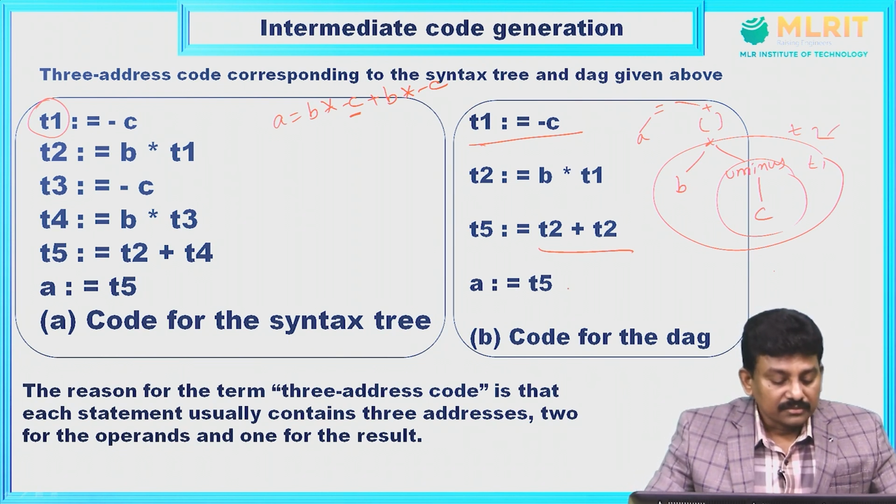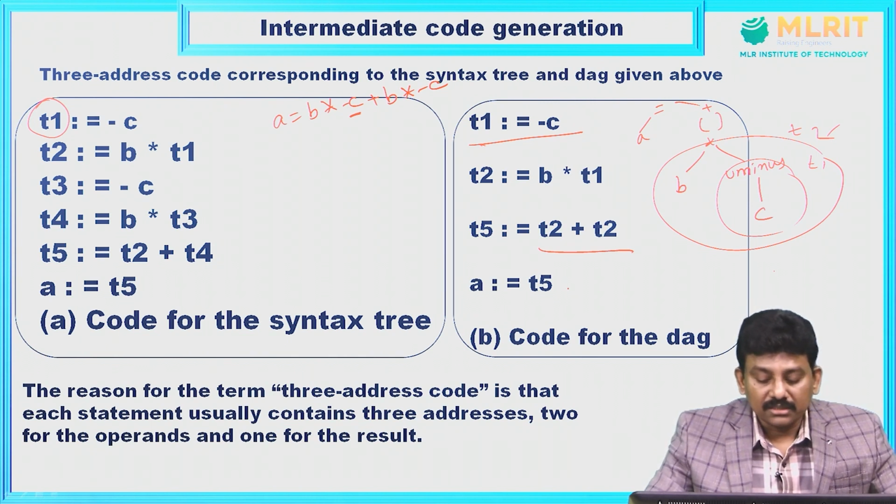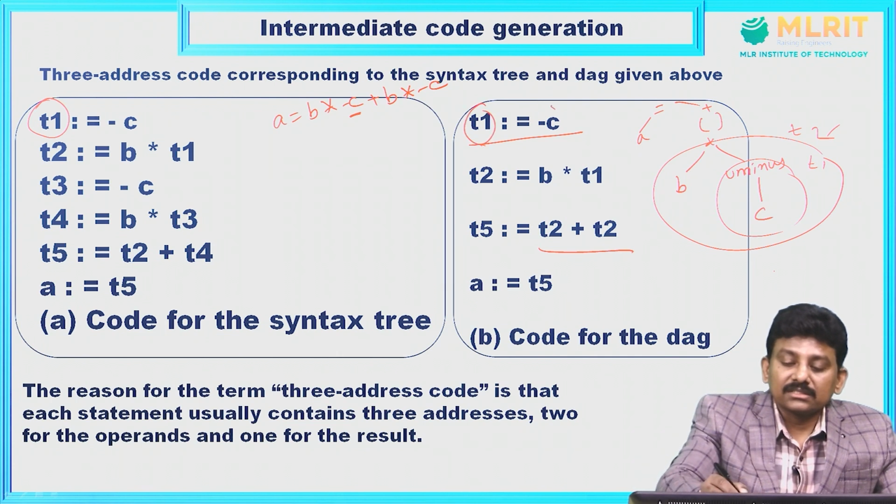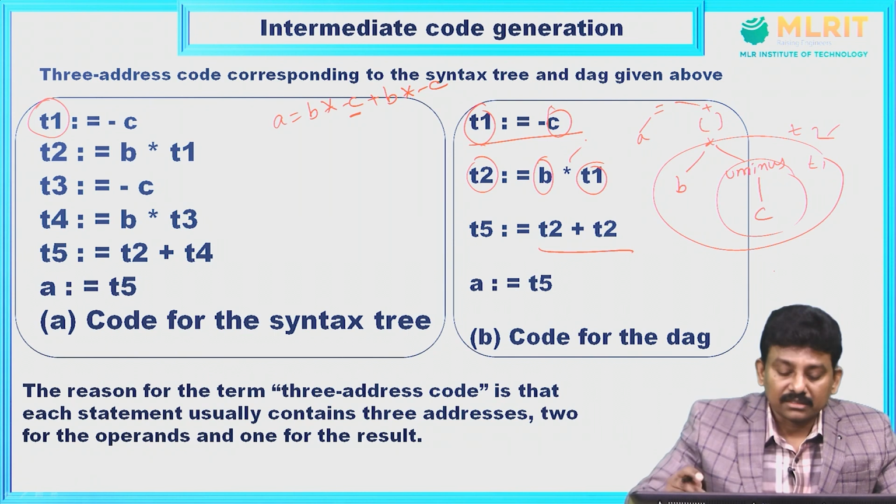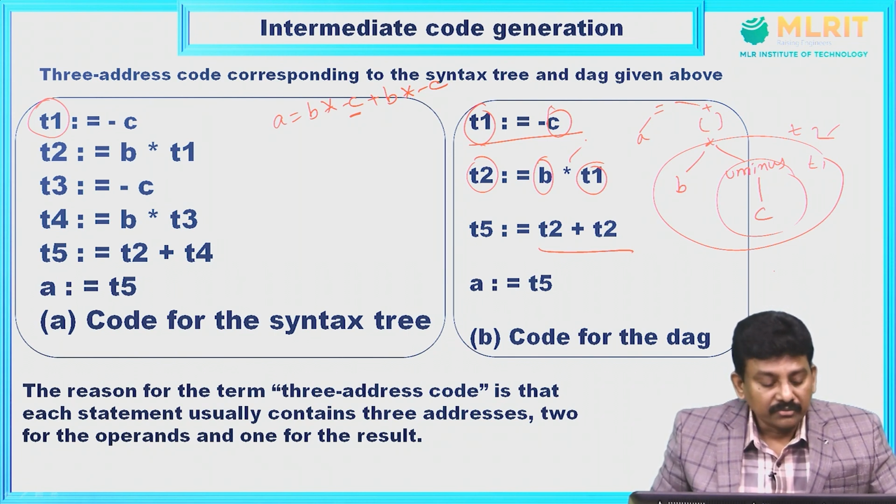The reason for the term 3 address code is that each statement usually contains at most 3 addresses, 2 for the operands and 1 for the result. See, this is the result, these 2 are the operands, this is the operator. So, any 3 address statement will contain at most 3 addresses and 1 operator.